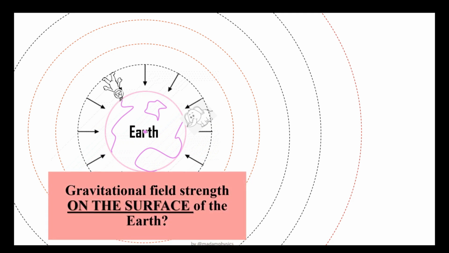Do you know the value of gravitational field strength on the surface of the Earth? Any object that is located on the surface of the Earth will have the same strength of gravity, which has a value approximately equal to 9.81 meter per second squared.